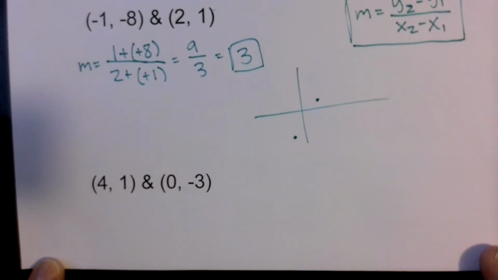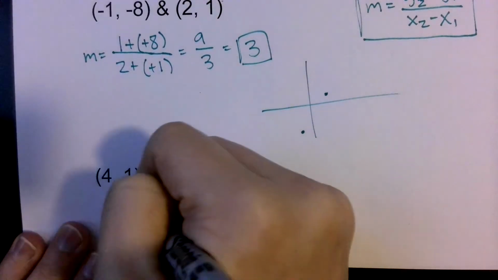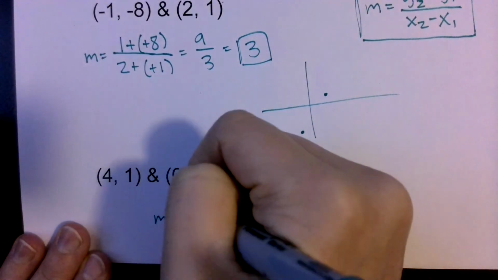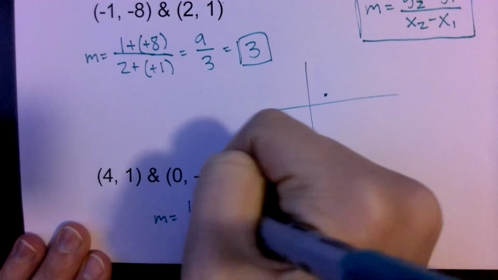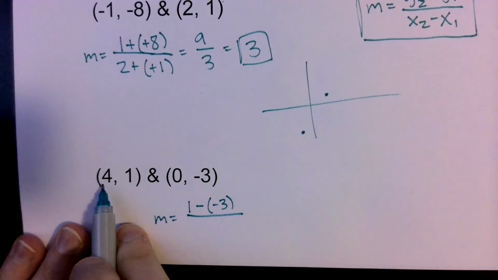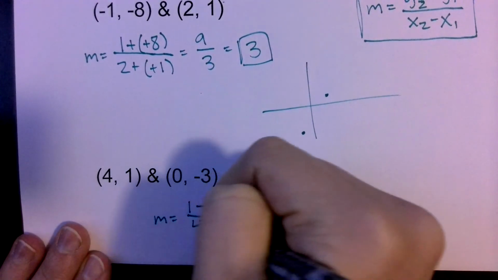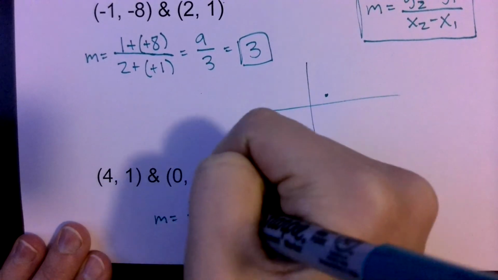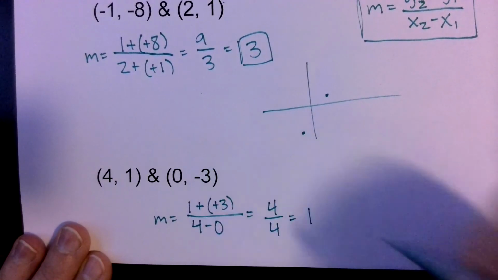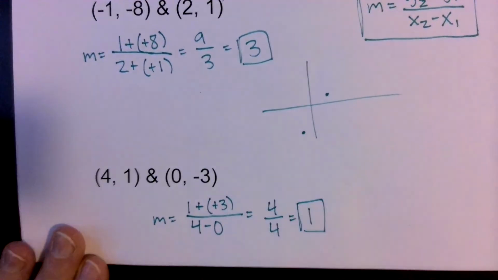Okay, let's try one more. Again, I can start with either point. So if I start with the 4, 1, and I do 1 minus a -3, in the denominator we'll have to do 4 minus 0. Go back to that same point. End up with a slope of 1.